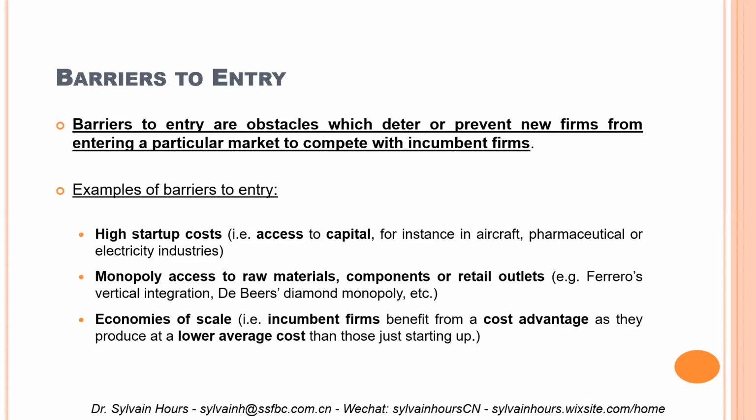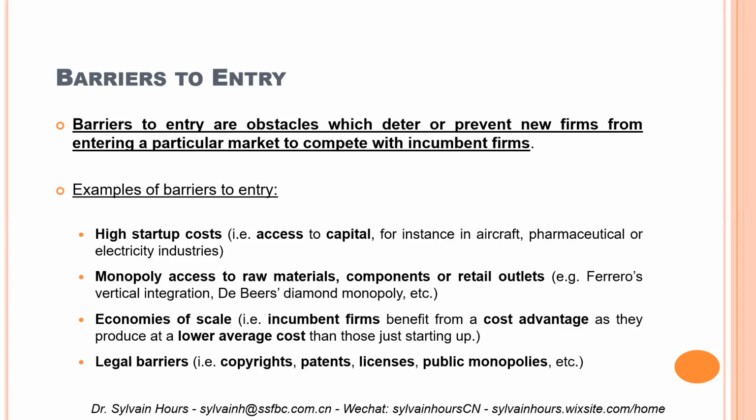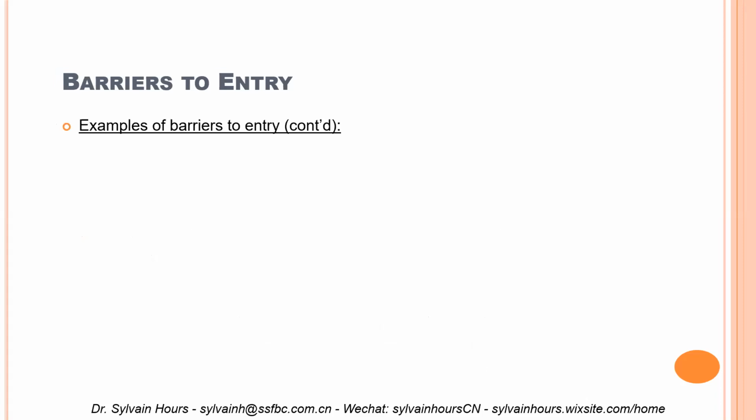So the consequence is that you will try to enter, but then your competitors will underprice you. They will charge a price that is above their average cost, but below yours. This is an example of predatory pricing. So they will keep prices low until you just go bankrupt. And if you anticipate that, you might choose not to enter the market to begin with. Legal barriers to entry, this could be copyright, patents, licenses, public monopolies, of course. Not much to say about that. It's rather straightforward.